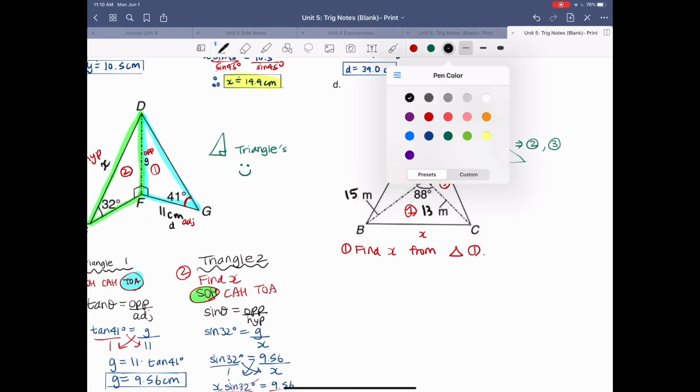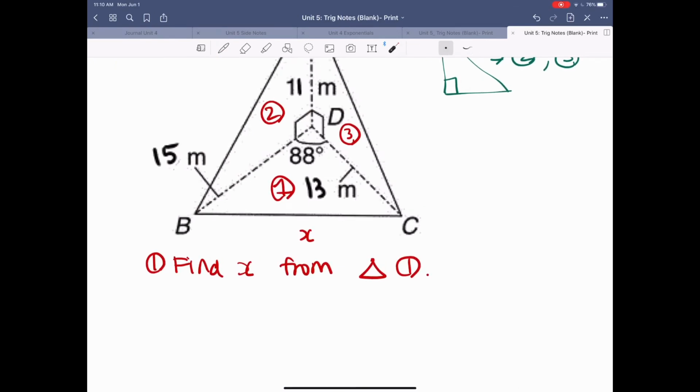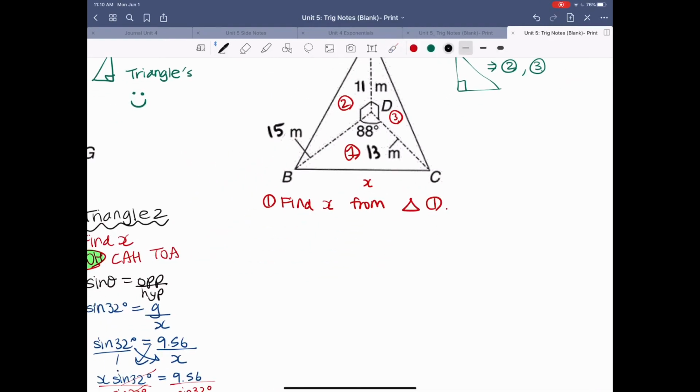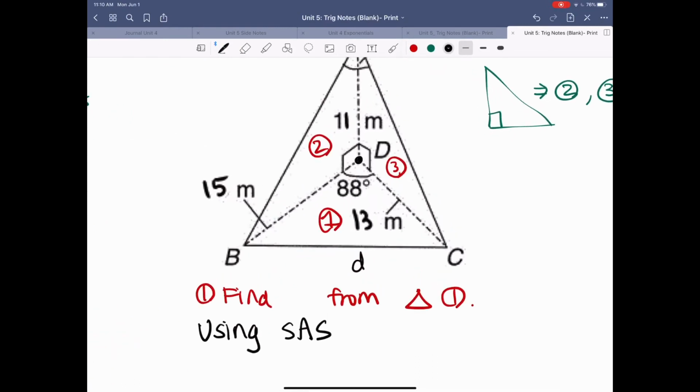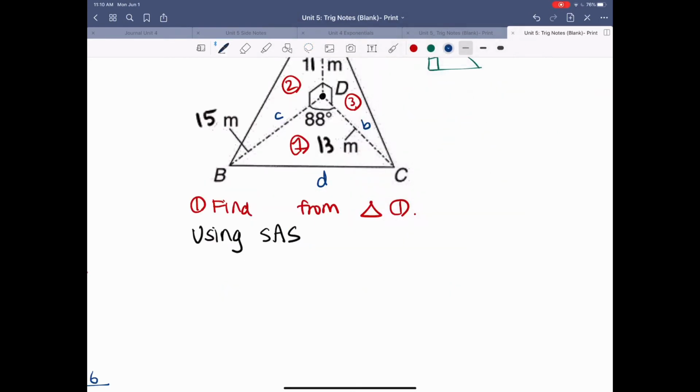Let's go from there. According to my triangle 1, I have an angle, I have 2 sides, and I need to find this side. So it's a side angle side example again, based on what I'm given. Again, I'm going to modify my choice of variable based on my coordinates, and I'm going to relabel this as side D, this as side B, and this as side C.